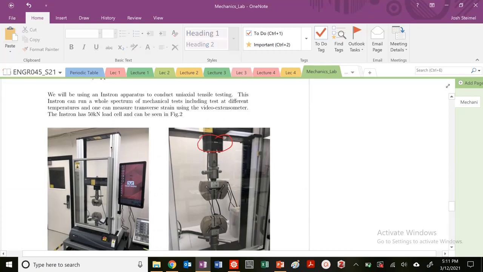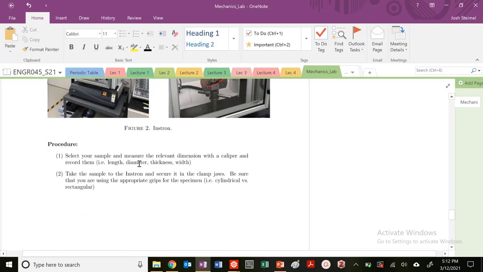This is our load cell. We have a 50 kilonewton load cell, so we can only generate forces as large as 50 kilonewtons. Luckily, that's enough to break our samples. These are the grips that I was talking about. With our apparatus here, we can pull at different strain rates. We're going to pull at 15 millimeters per minute.